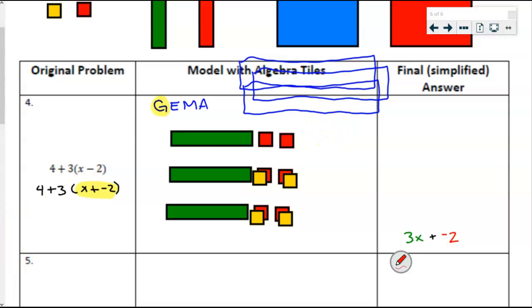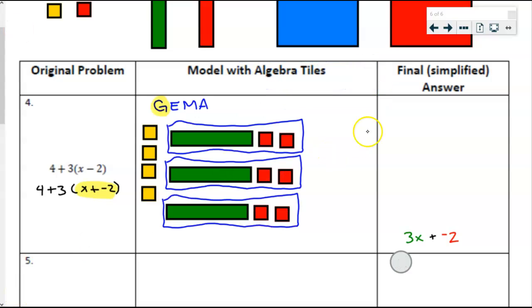Now I'm going to reset this so that it looks in my notes the way that it did originally. Remember how we talked about how eventually we want to be able to do this without getting out those algebra tiles. Today's the last day we're going to take those out. So I also want to show over here in this space the final simplified answer, how we're going to do this when we no longer use the algebra tiles.